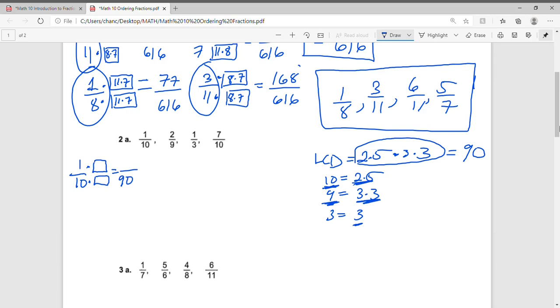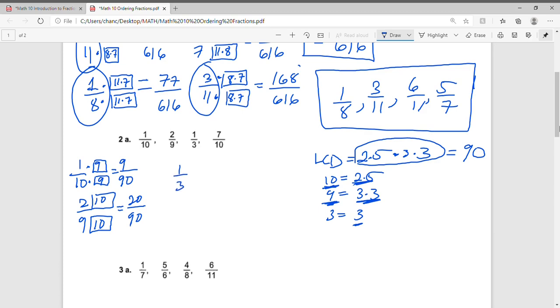Now we need to multiply 1/10 by something over something to give us a 90 in the denominator. Well, that's got to be 9 on the top and 9 on the bottom. So this is 9 over 90 is equivalent to 1/10. And again, I need to get the 90 on the bottom. What times 9 gives us 90? Well, that's 10. I need to multiply 10 on top as well. So this is equivalent to 20 over 90.